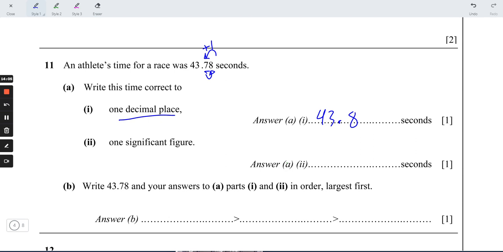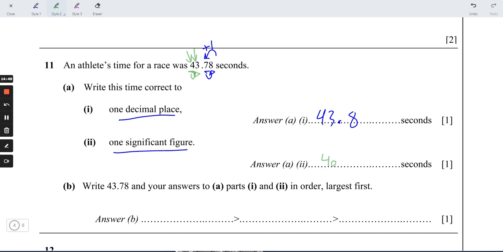Now write this time correct to 1 significant figure. We start from left to right. A leading 0 is not counted as a significant figure, so the first significant figure here is 4. The second significant figure is 3, and so on, 7 and 8. So they need it to 1 significant figure. That means our target is 4 here. Beside it we have a 3. 3 is less than 5, so we will not add 1 to 4, so the answer is 40 seconds.